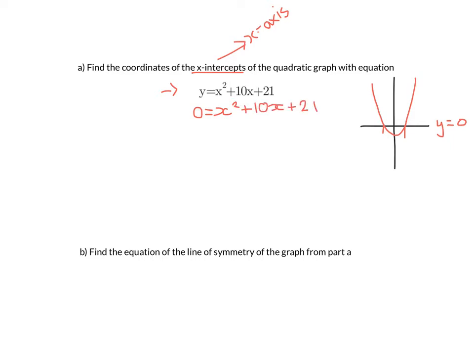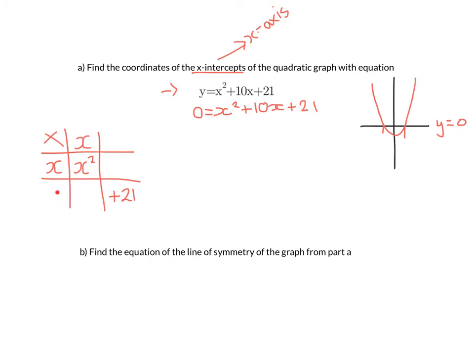Now we've come across this before. If I want to solve this, then I'm going to have to factorise. I'm going to have to put it into brackets. So let's have a go at this now. I need to use my grid method. I know that here there's going to be an x squared, which means that this is x and this is x, because x times x is x squared. And I know that this is going to be plus 21.